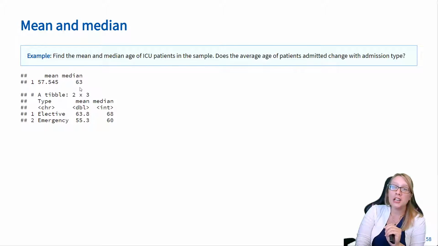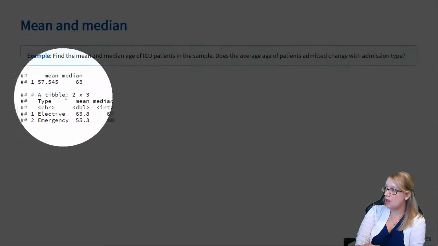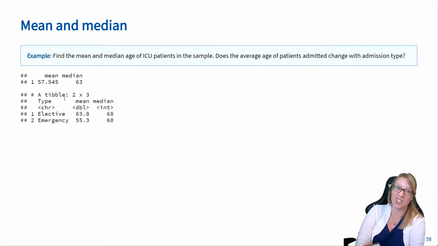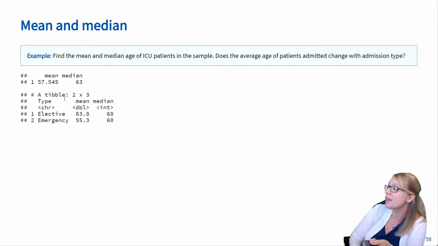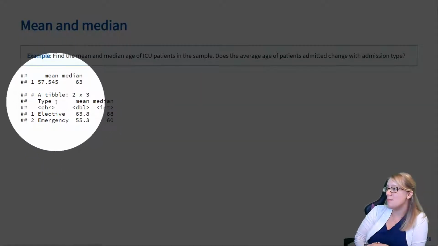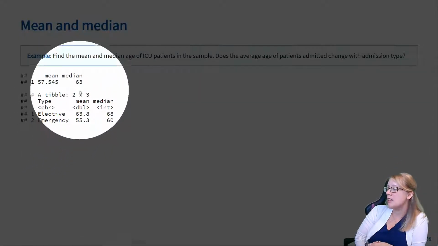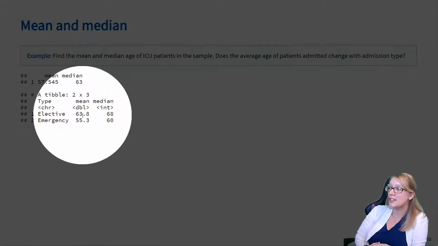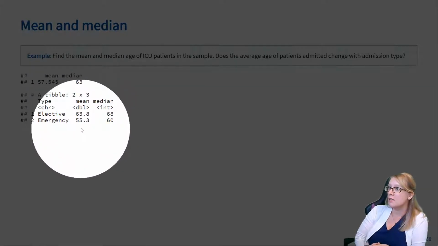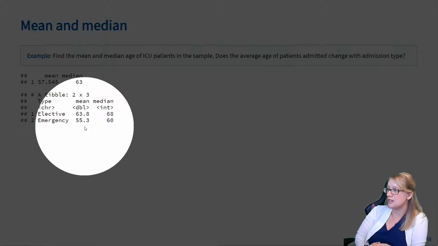Does the average age of patients admitted change with admission type? So now we've got a two-way table here. R often calls data sets tables, especially if they're coming from the tidyverse. So table is just another word for a data set. So we have our type, elective versus emergency. The mean for the elective patients is about 64. Mean for the emergency patients is about 55.